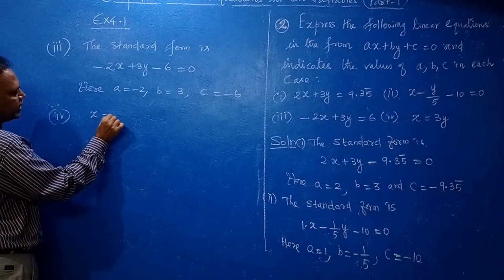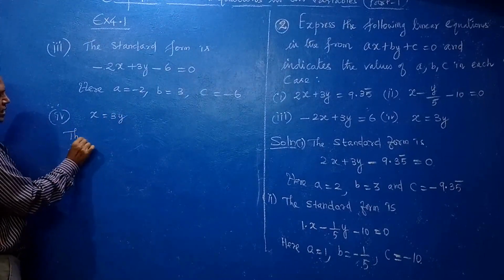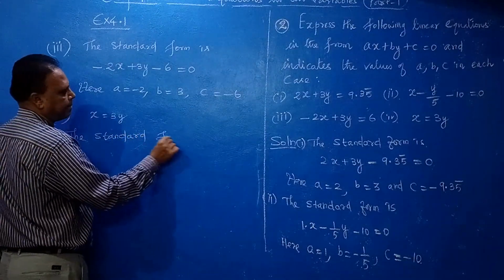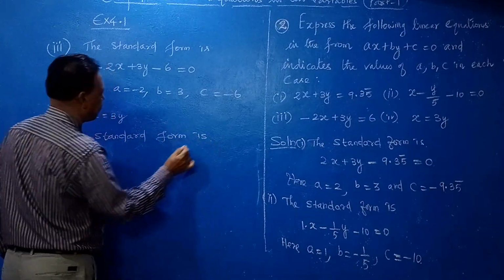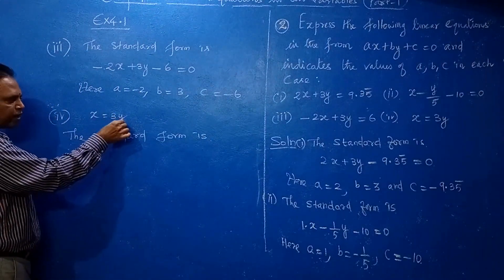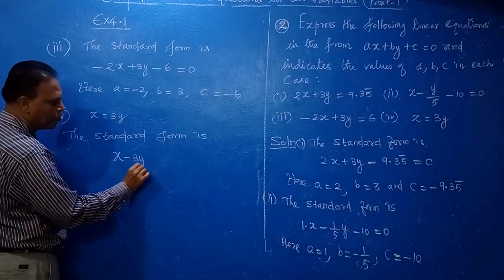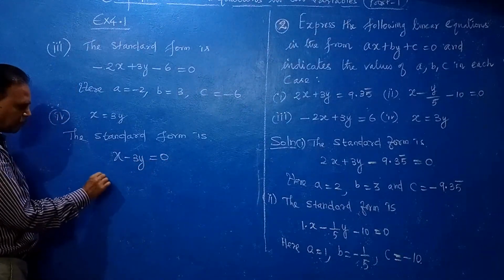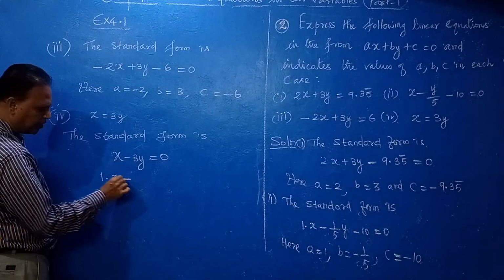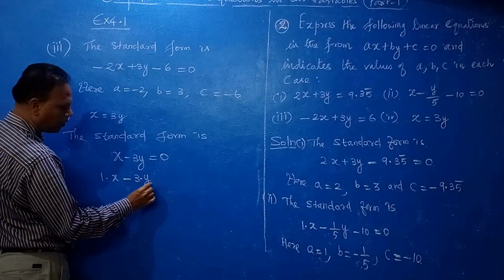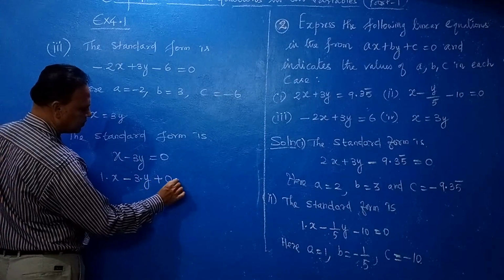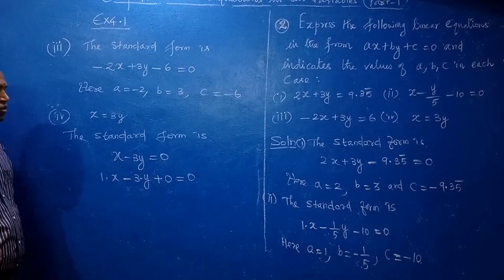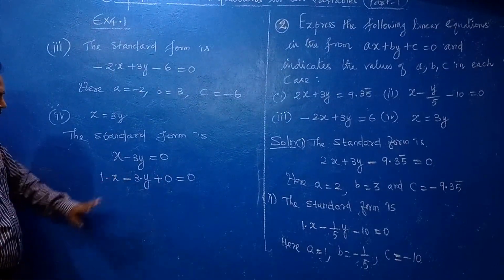X is equal to 3y. The standard form is, bring this 3y to this side, which means x minus 3y equal to 0. Okay. Now you write 1 into x minus 3y, for better understanding, plus 0 equal to 0. Okay, the constant is here 0. You can write it for our understanding purpose.